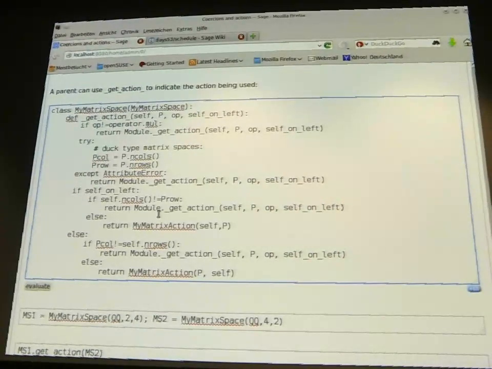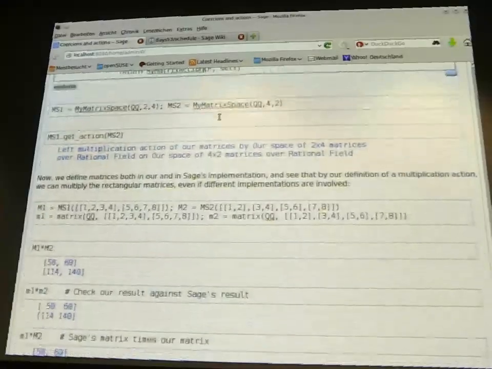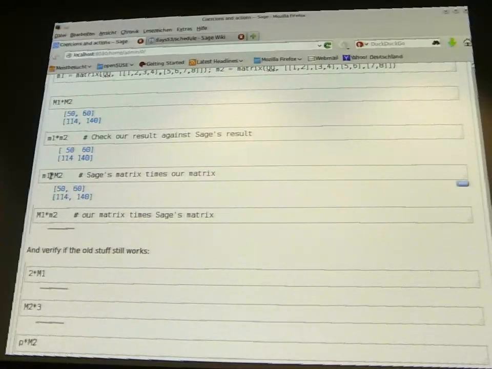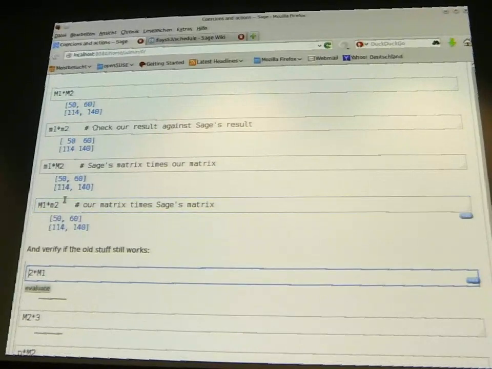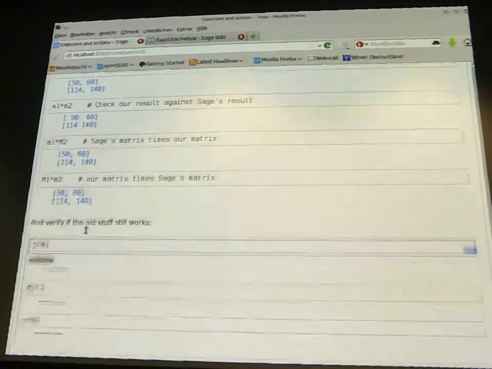Yeah, and it works on both sides, because Sage's coercion framework would first try with self on the left and then with self on the right. So it works both if the Sage matrix is on the left, or the Sage matrix is on the right. In all cases, we would return something which is our implementation of a matrix. So this was about duck typing.